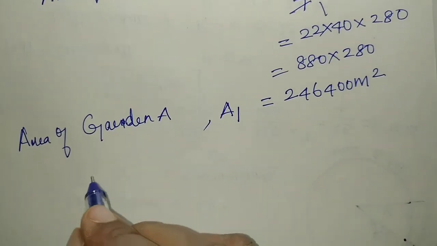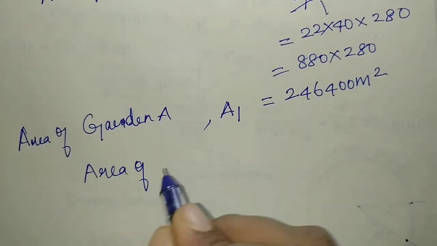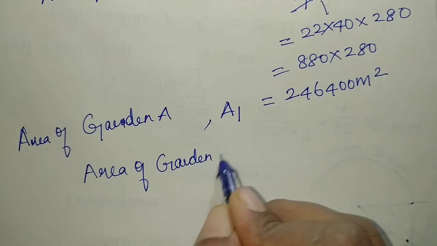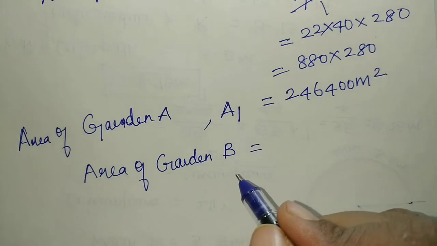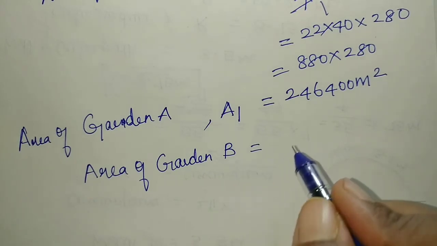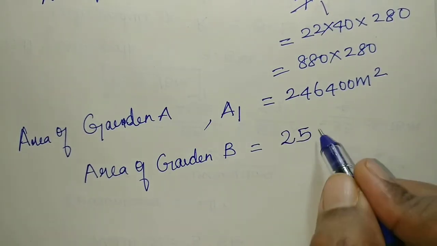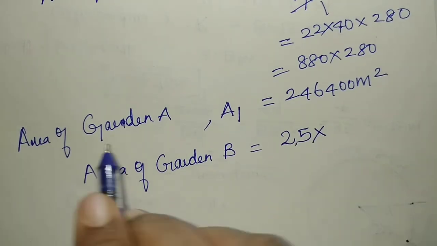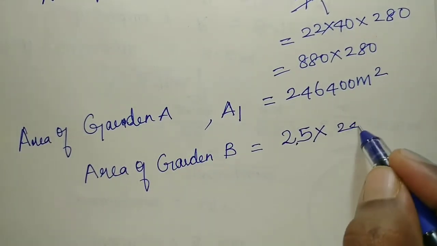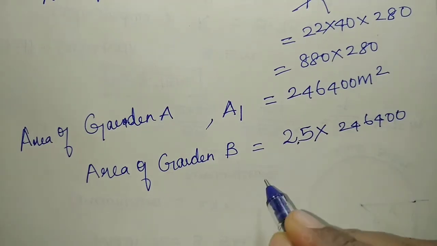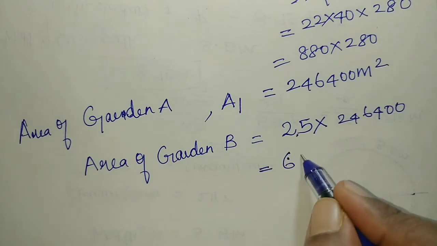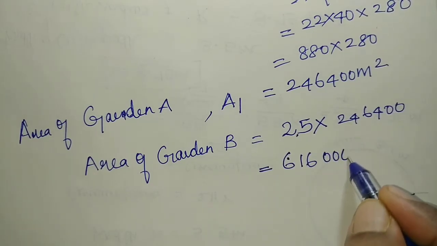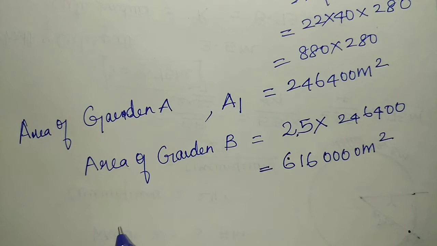Now next, area of the garden B. What is given in the question? Area of the garden B is 25 times the area of the garden A. So multiply by 25. 246400 multiplied by 25, if you multiply, you will get 6160000 meter square. You can check the calculation.